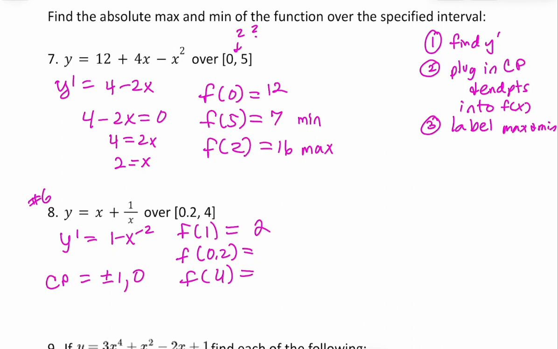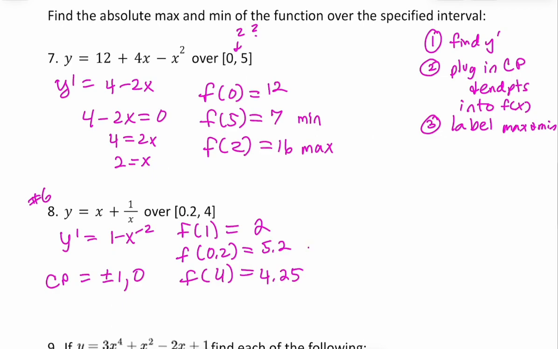Now you're plugging that into here because you get 1 plus 1 over 1. You're plugging it into the original. And then I plugged in 0.2 and I got 5.2. And then I plugged in 4 and I got 4.25. So those are the values I got when I plugged them into the original. And then I'm just going to label the highest as our max over that interval. The lowest is our min in that interval. So these ones, they're not so bad, you know.